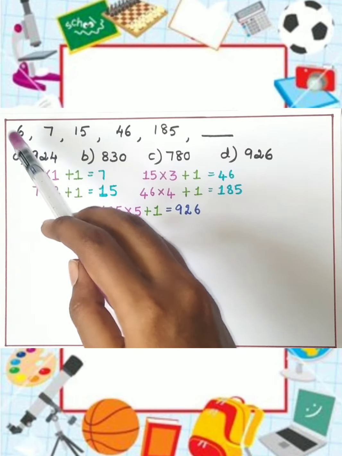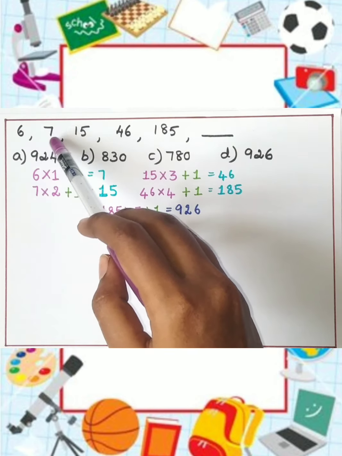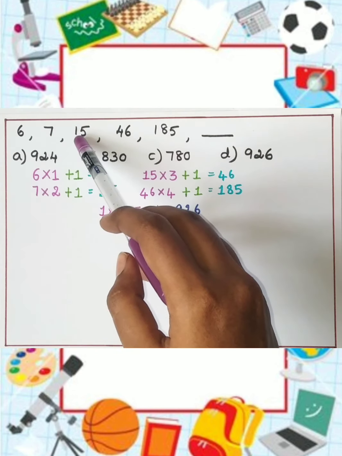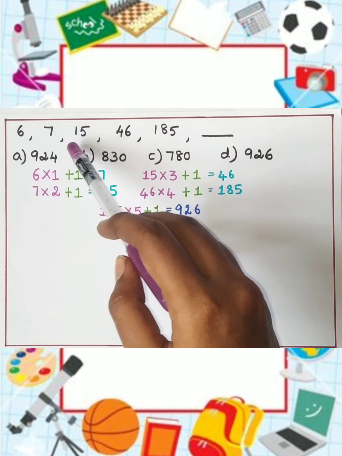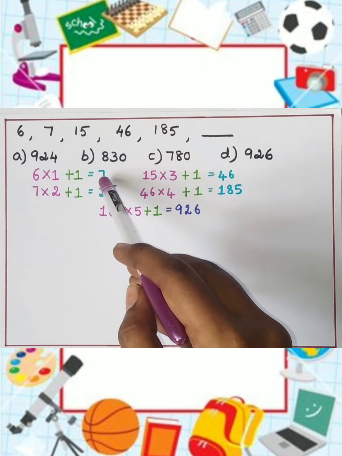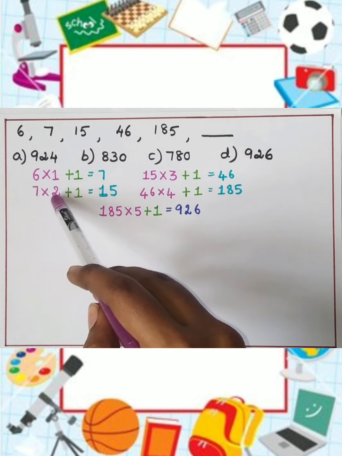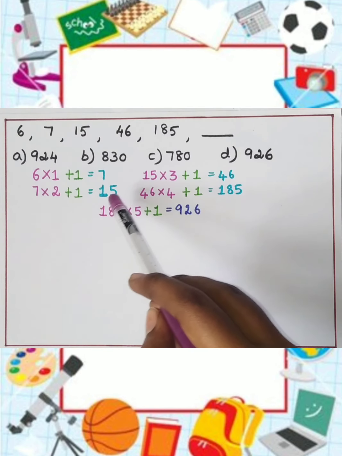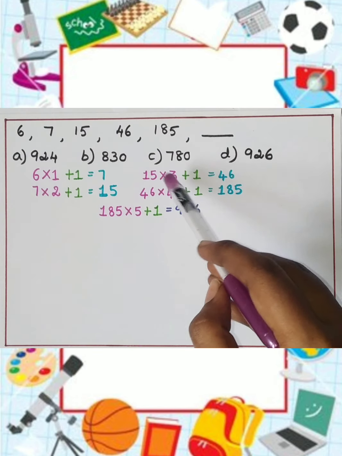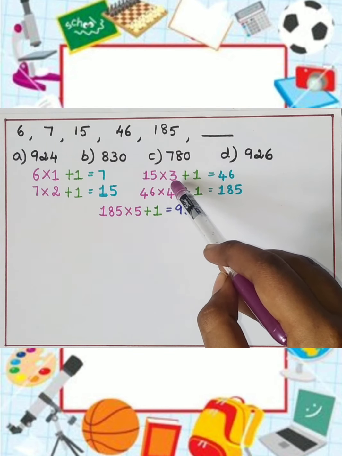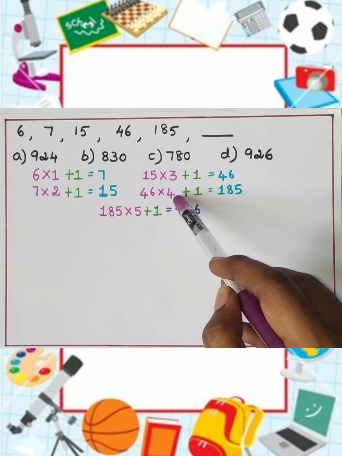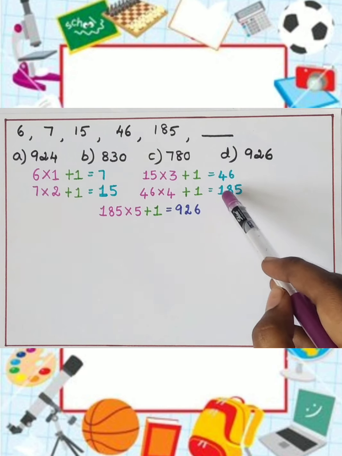So that will mean 6 multiplied by 1 plus 1 will give you 7, but 7 multiplied by 2 is 14 plus 1, 15. So I think I've got the logic, so let's try out. 6 multiplied by 1 is 6 plus 1 will give you 7. 7 multiplied by 2 is 14 plus 1 will give you 15. 15 multiplied by 3, because here 1, 2, then the next number should be 3. 15 multiplied by 3 is 45 plus 1 will give you 46. 46 multiplied by 4 is 184 plus 1 will give you 185.